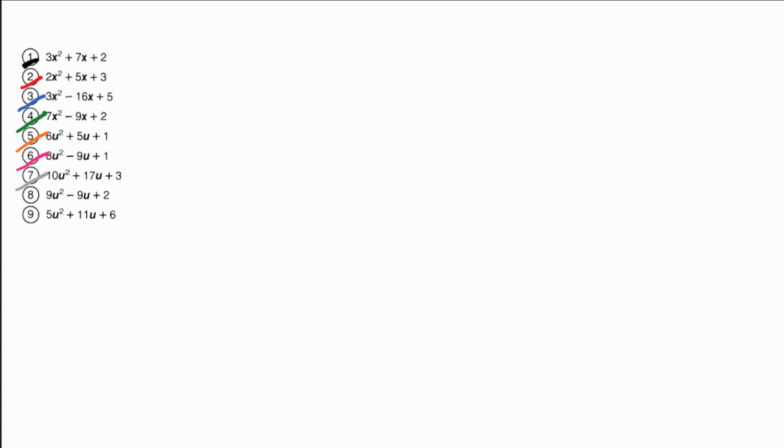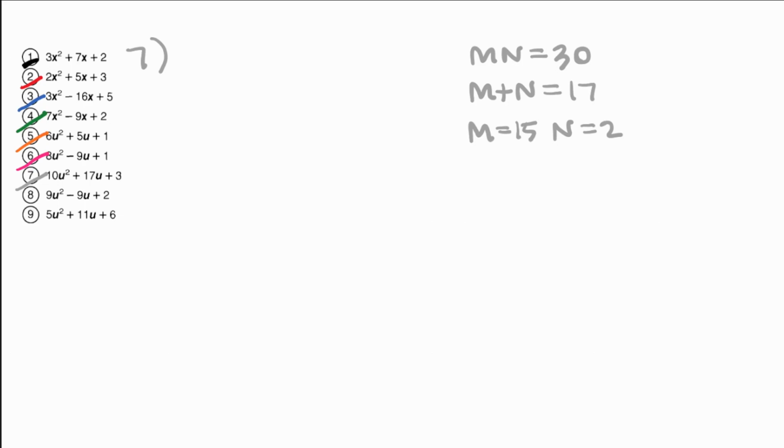Okay, number 7. I'm looking for two numbers that multiply together to equal 10 times 3 is 30, and add to equal 17. That's going to be 15 and 2. So I take that 17u and I turn it into 15u and 2u, plus 2u plus 3.